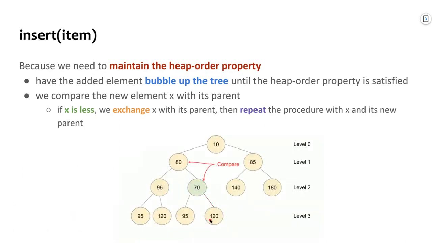And this is a picture. When we add 70, we just swap until it finds the right position. So because 70 is smaller than 120, it goes up. And because it's smaller than 80, it goes up again. However, it is larger than 10, so it just stays there. So we're just repeating this procedure until we find the right place for the new item. So that is what insert is about.